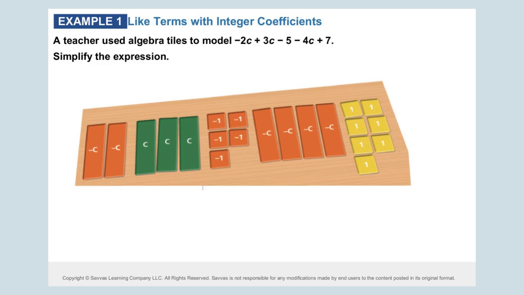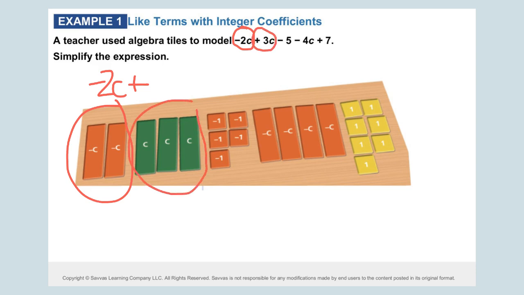All right, this is example 1 on page 210. And they are using things called algebra tiles. Those are just manipulatives that help you sort of visualize an algebraic expression. So if you look, negative 2c's looks like this. We have negative 2c's and 3 positive c's are right there, and negative 5 is right here.